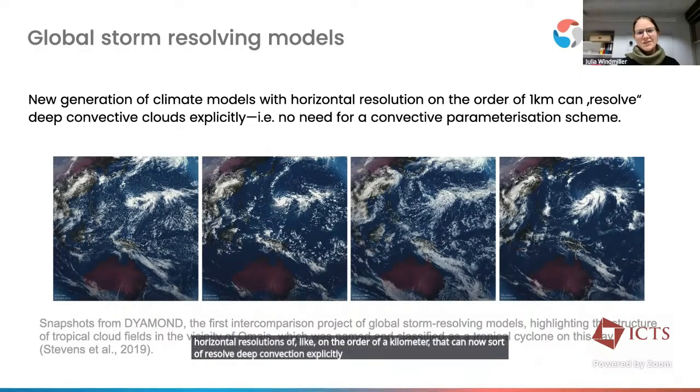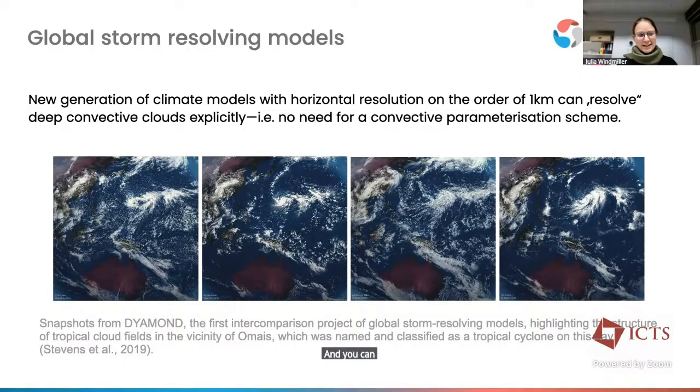And so you do not need to have a convective parameterization scheme anymore. And you can see what this looks like here in these snapshots. So these are from the Diamond project. There was a comparison project of global storm resolving models.